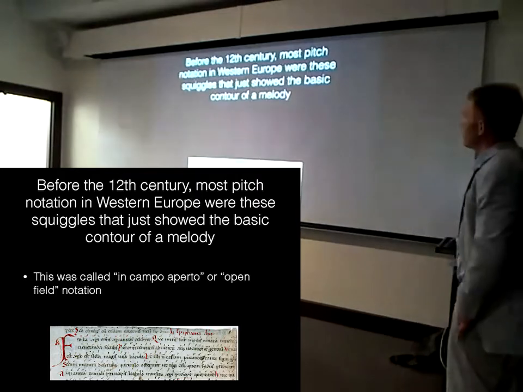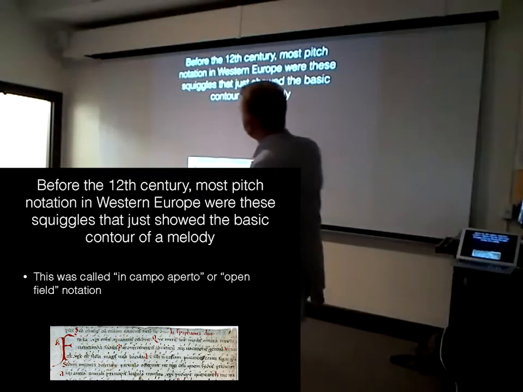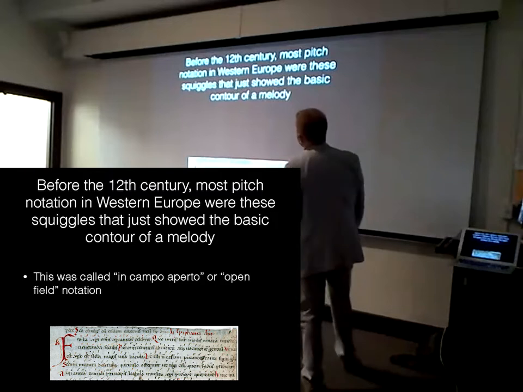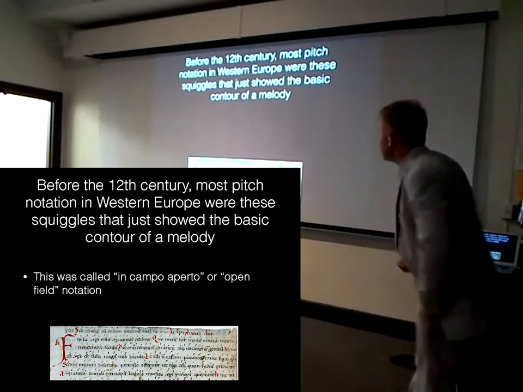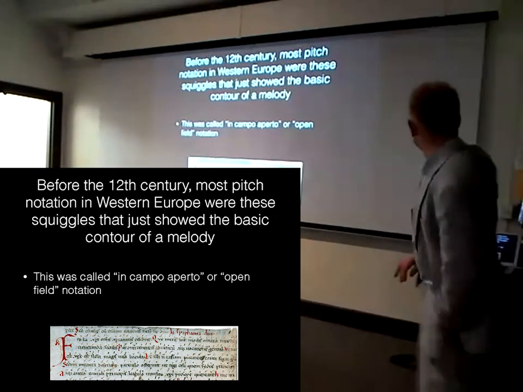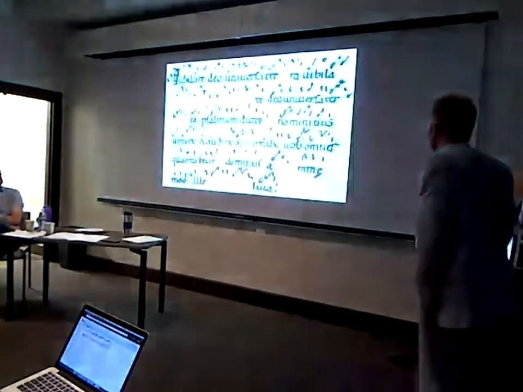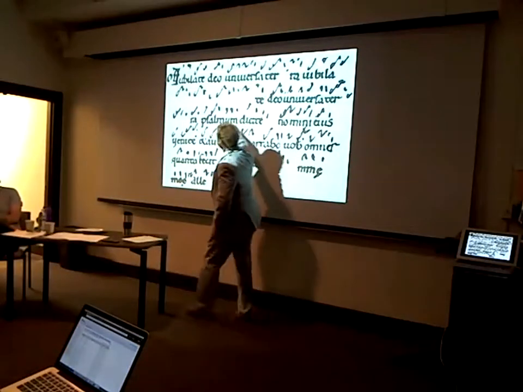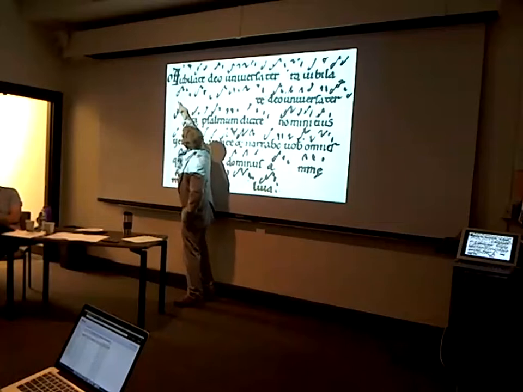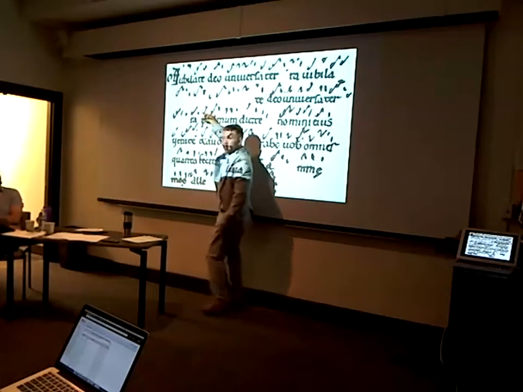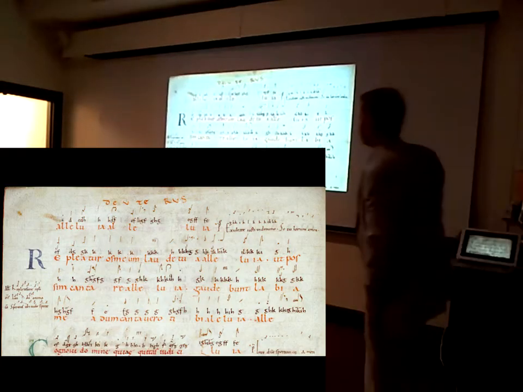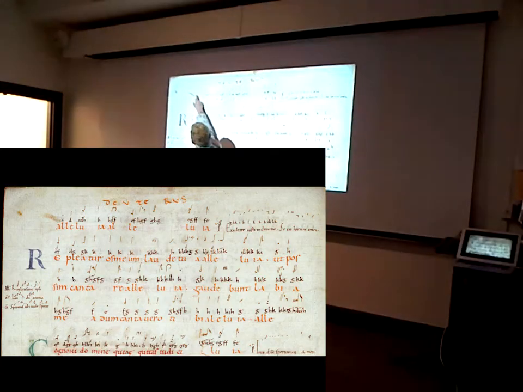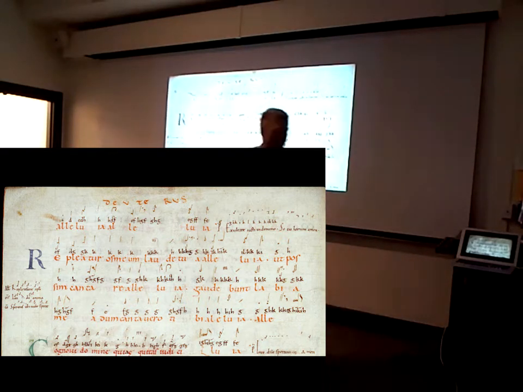Let's consider where this all came from. Because before the 12th century, most pitch notation in Western Europe was these squiggles that just showed the basic contour of the melody. So this is a little example down there. We call it in campo aperto, or open field notation. This is a bigger example of that. So just to show where the melody is, you get these contours. Here's another example of that, where it's Alleluia, just to show the relative contour there.